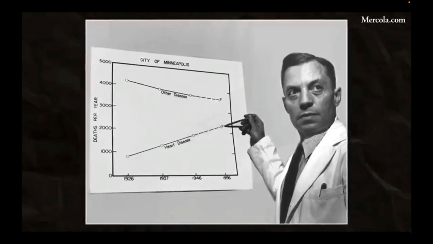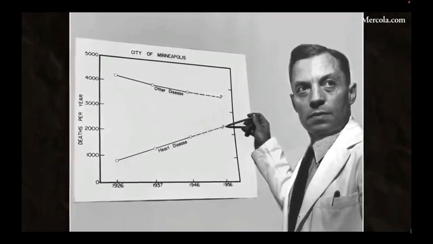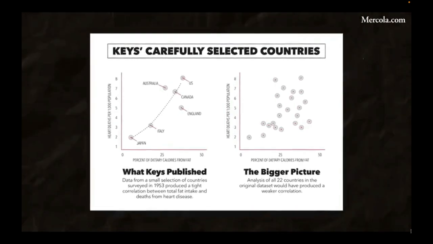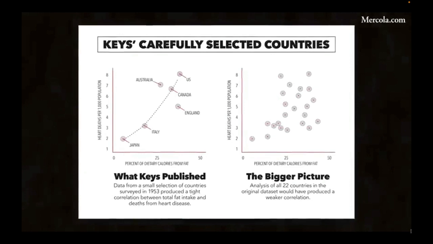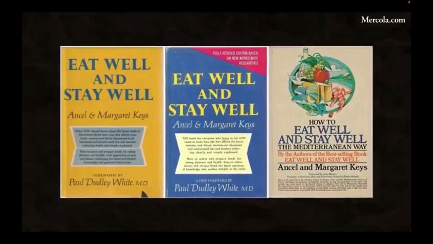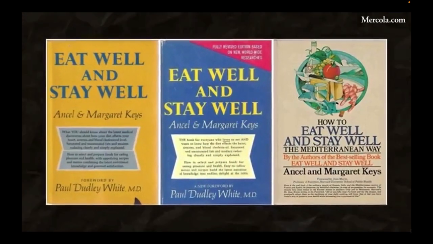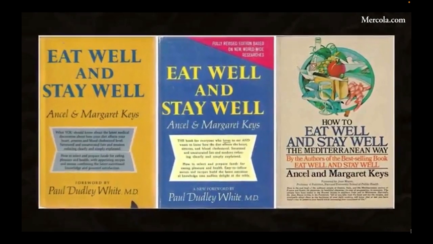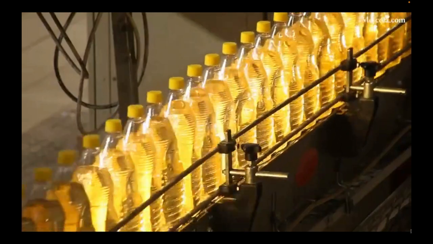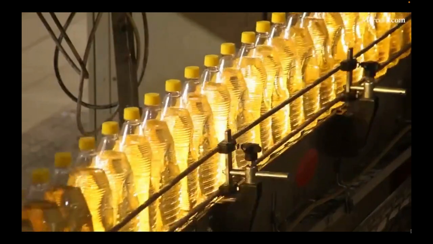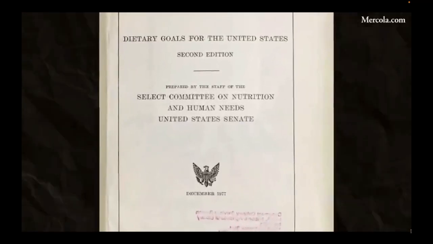He looked at 6 countries and found a positive correlation between fat consumption and heart disease. The problem is that he left out other countries because the inclusion of those countries simply did not support his hypothesis. In 1961, Keys wrote the first official recommendations to vilify and reduce the intake of saturated fat and cholesterol and to replace it with PUFAs, such as seed oils and linoleic acid. The advice was then used in the 1977 U.S. dietary guidelines.